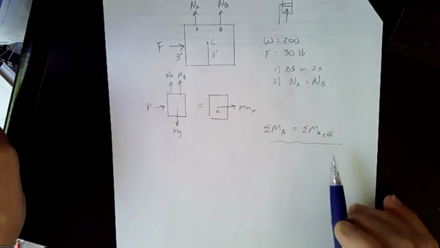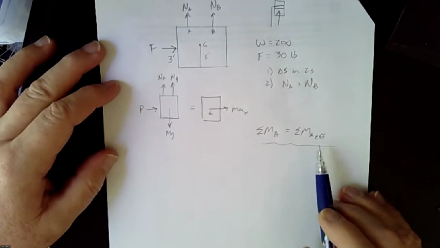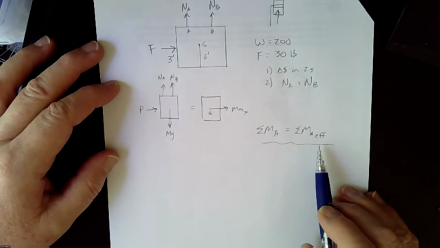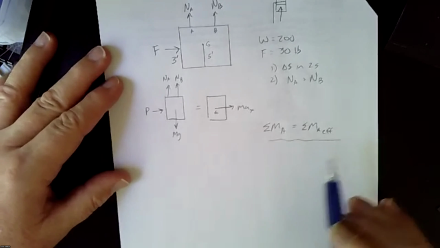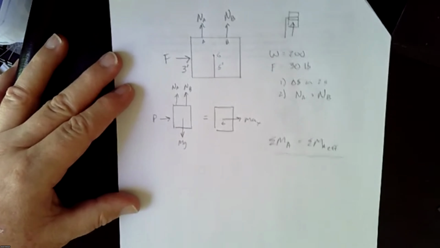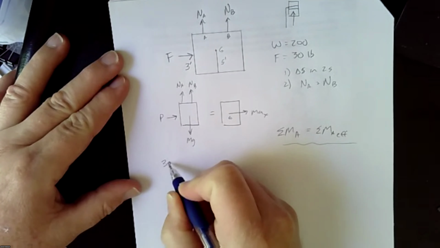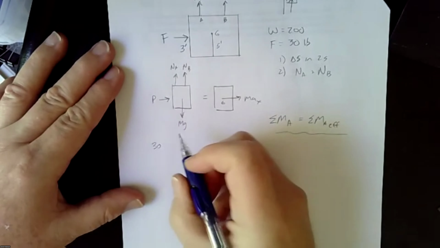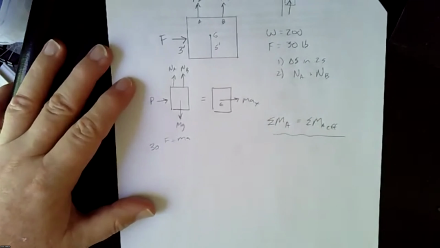So this is a very important point. So you might want to pause it and write it down. So again, what moment is created by the acceleration of the center of gravity? Okay. So before we write that down, let's first figure out what the acceleration is. Now, we know that it's 30 pounds. That's our force. So F equals ma, right?